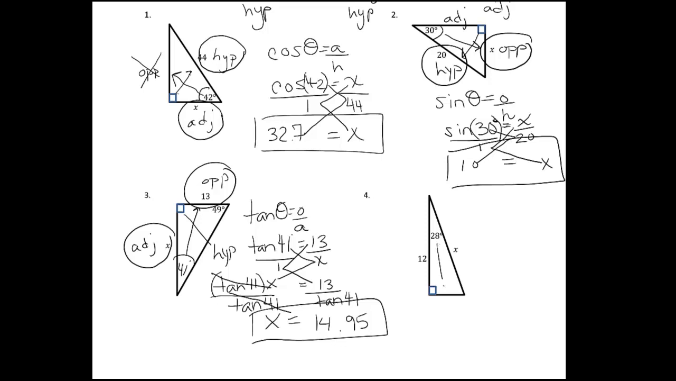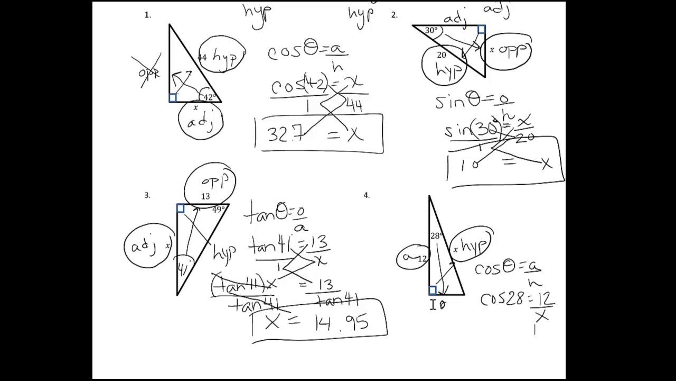So last but not least, before you work on your own, we're going to go from the 28. You could go from the other angle. It's probably 62. So you could go from the other angle. I'm going to make it easy on myself. I'd still do my circling. A and H, if I look up at the top, was cos. So cos 28, and A was 12. X was the hypotenuse.